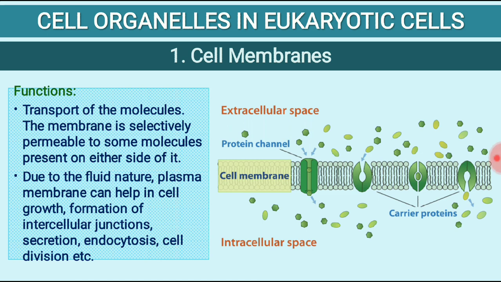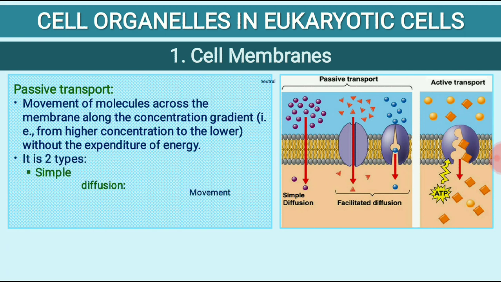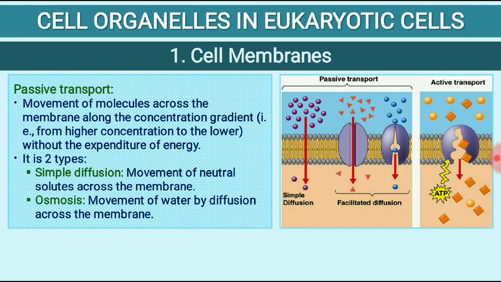One of the most important functions of the plasma membrane is the transport of the molecules across it. The membrane is selectively permeable to some molecules present on either side of it. Many molecules can move freely across the membrane without any requirement of energy, and this is called passive transport. Neutral solutes may move across the membrane by the process of simple diffusion along the concentration gradient, that is, from higher concentration to the lower.